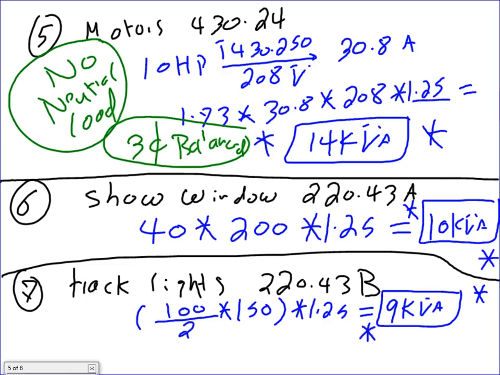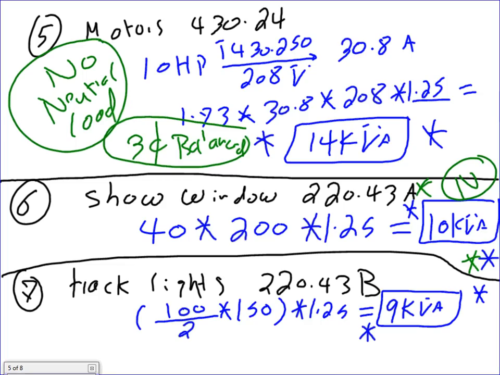Do you guys agree that the show window load is most likely, unlikely to be 3-phase? It's going to be 120. So for this load here, I'm going to put my green stars next to it, and I'm going to put my N here. What does that mean? Carry it downstream.